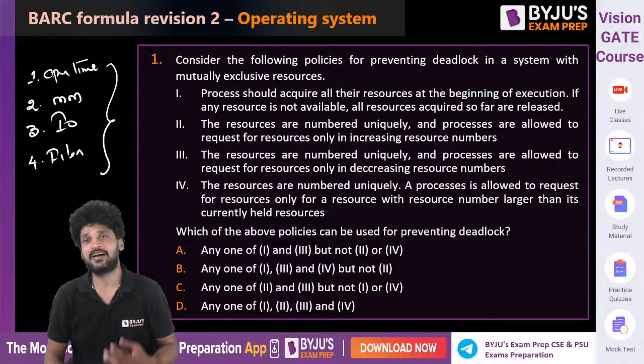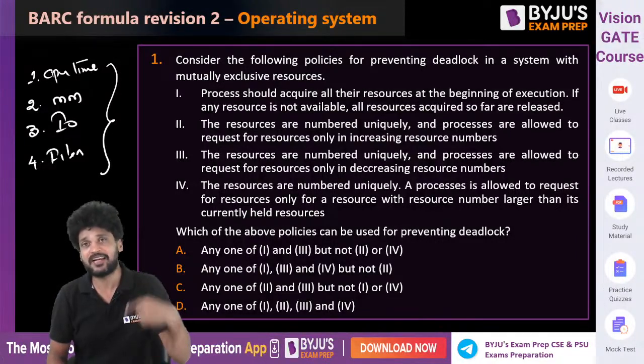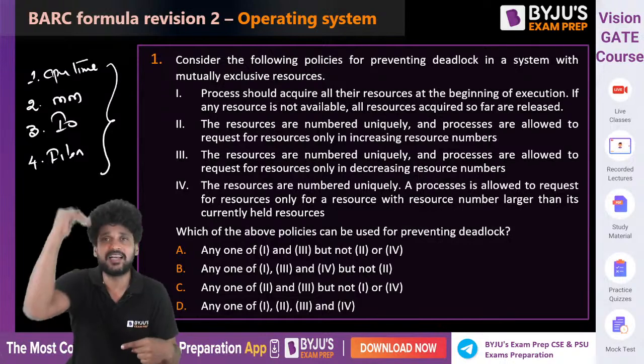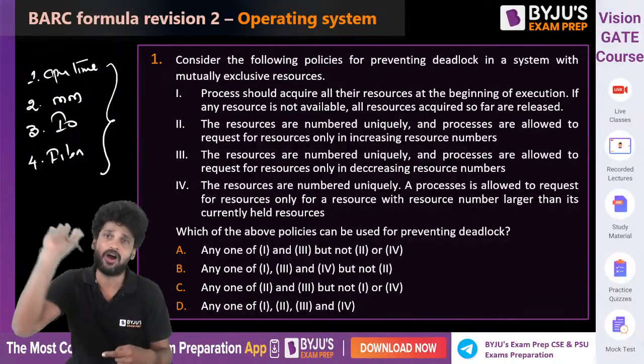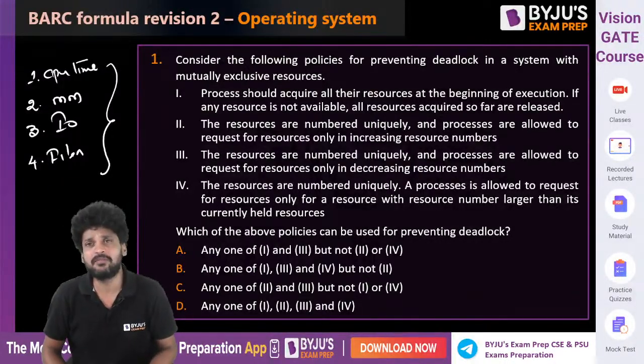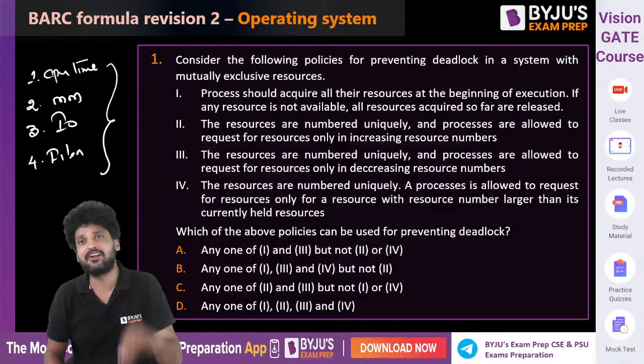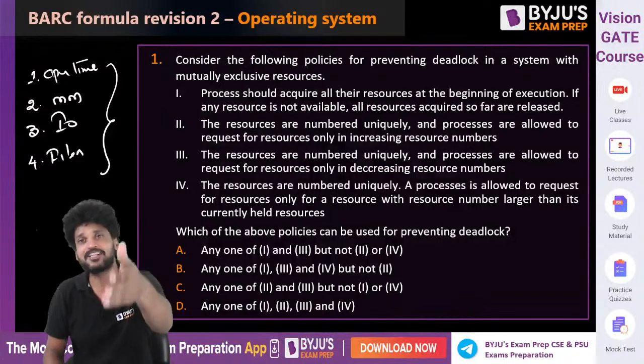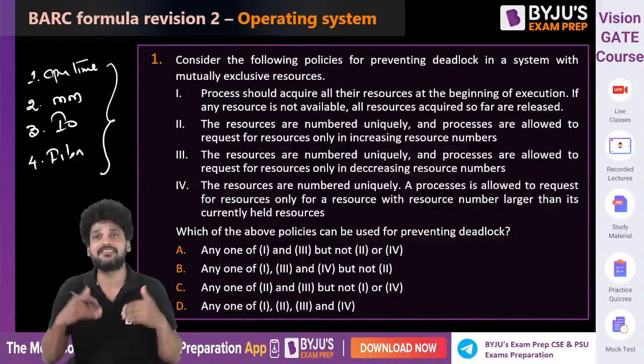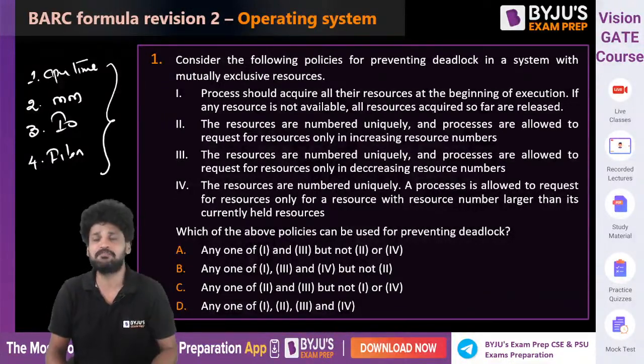For example, I require one resource, and that resource which I require right now is held by some other process which is blocked. When that process will be released from the blocked state, nobody knows. So that means both of us will be in the deadlock state. Neither the other process can continue nor will I. This is one example of deadlock.